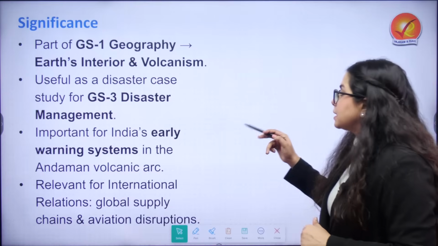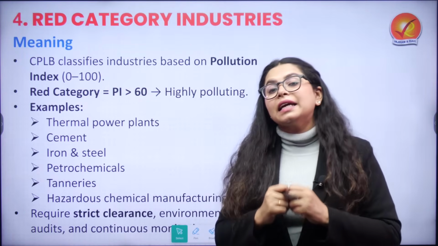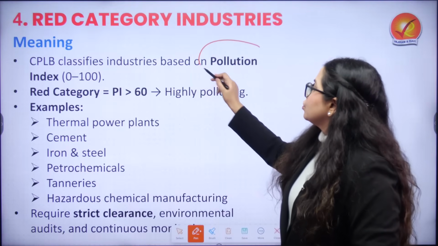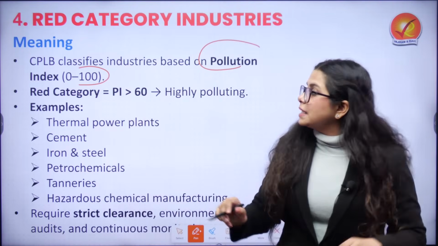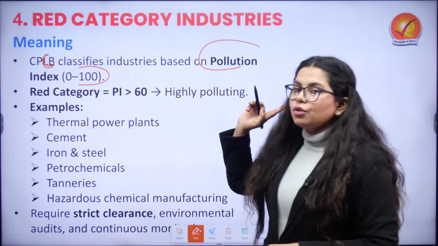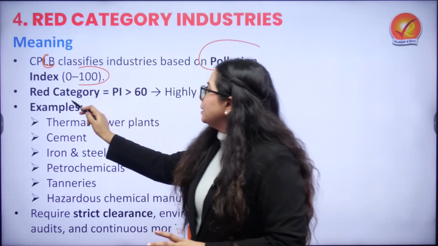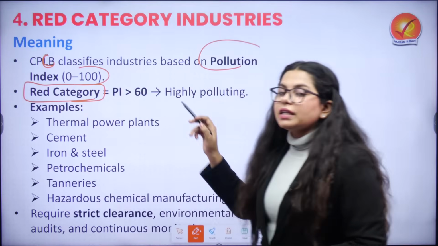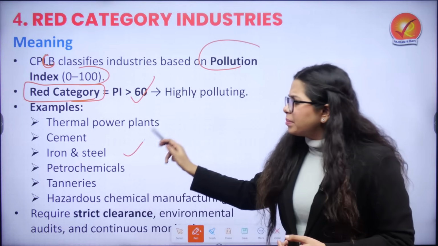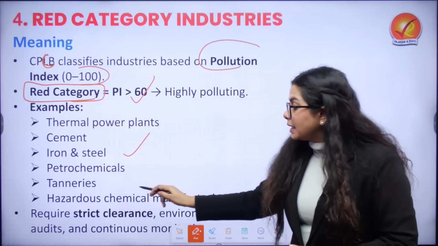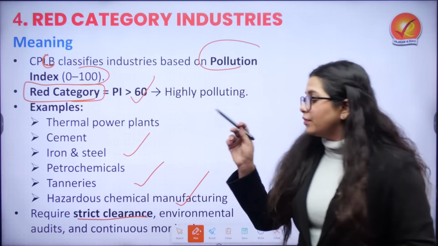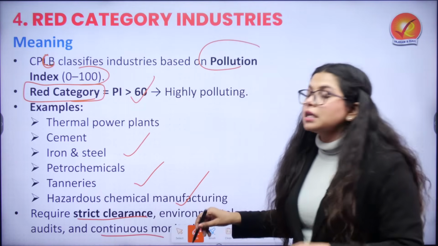Apart from that, moving to the next term that we are doing today, red category industries. When we talk about the classification of industries based on pollution index, that is 0 to 100, CPCB classifies them into 4 categories, and the highly polluting category is the red industries, where the pollution index is more than 60. For example, thermal power plants, cement plants, iron and steel, petrochemicals, tanneries and hazardous chemical manufacturing. Such industries require strict clearance, environmental audits and also continuous monitoring.